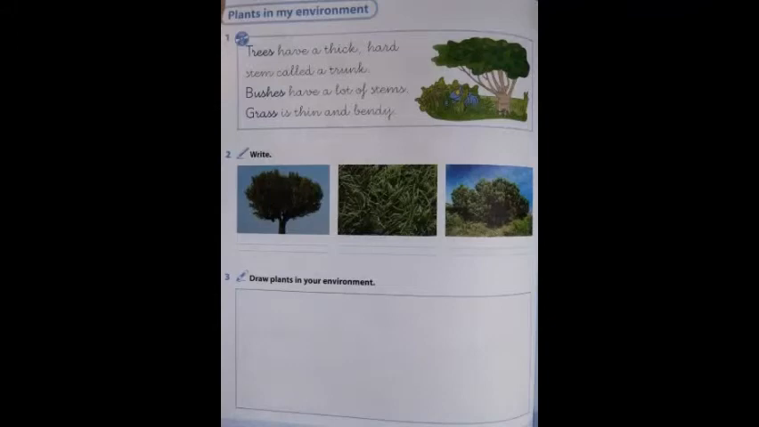What is number 2? Tree, bushes, or grass? And what about number 3? Okay, you write it. Number 3, draw plants in your environment. If you have a small garden or a big garden, draw the plants in your garden. If you have pots, like I have myself at home, then draw your pots.